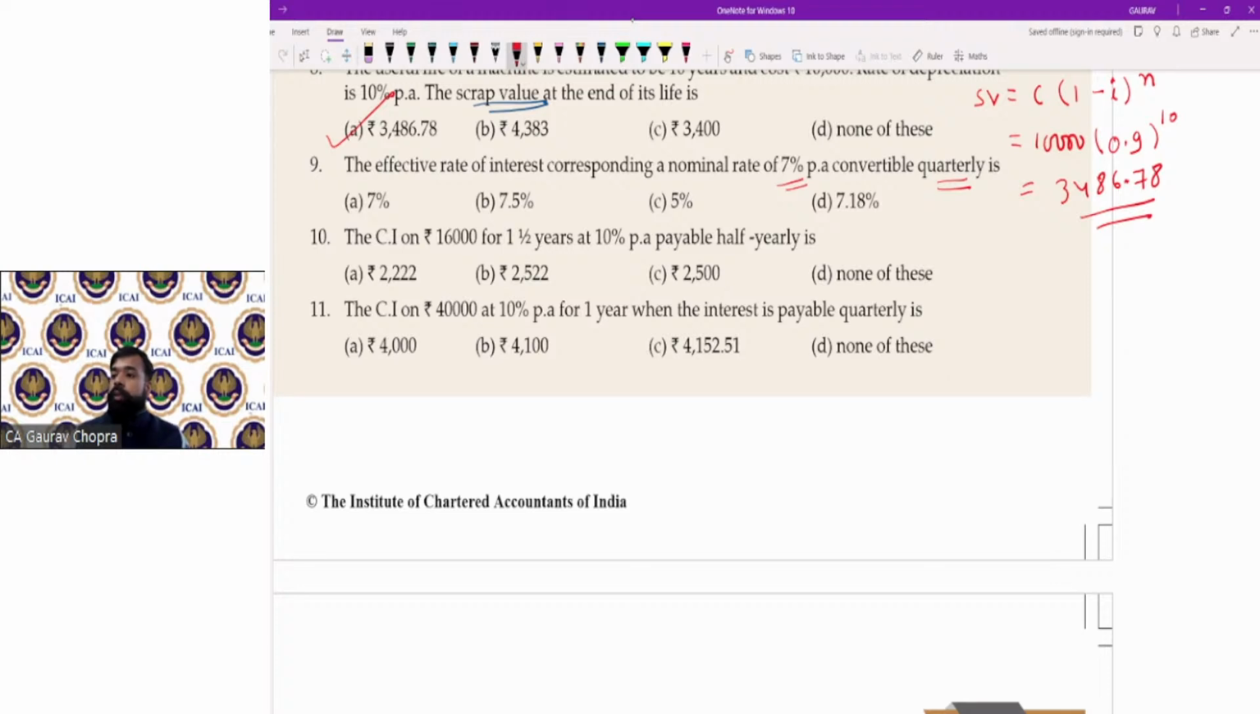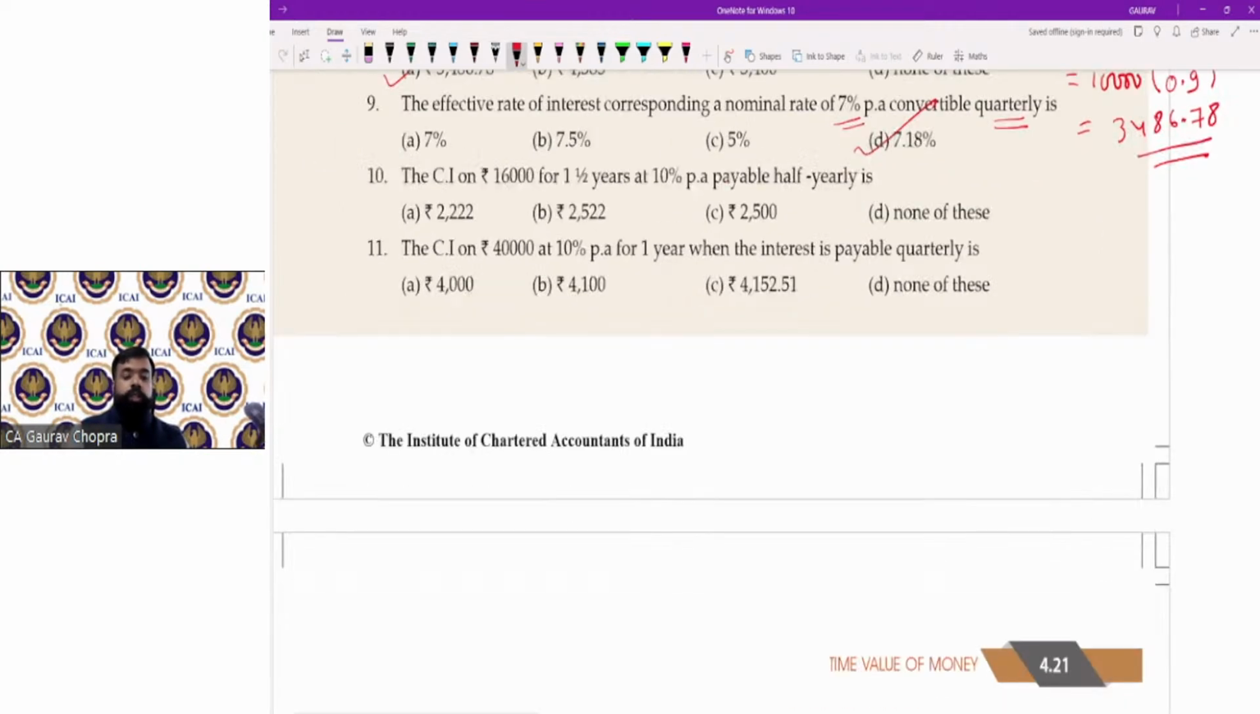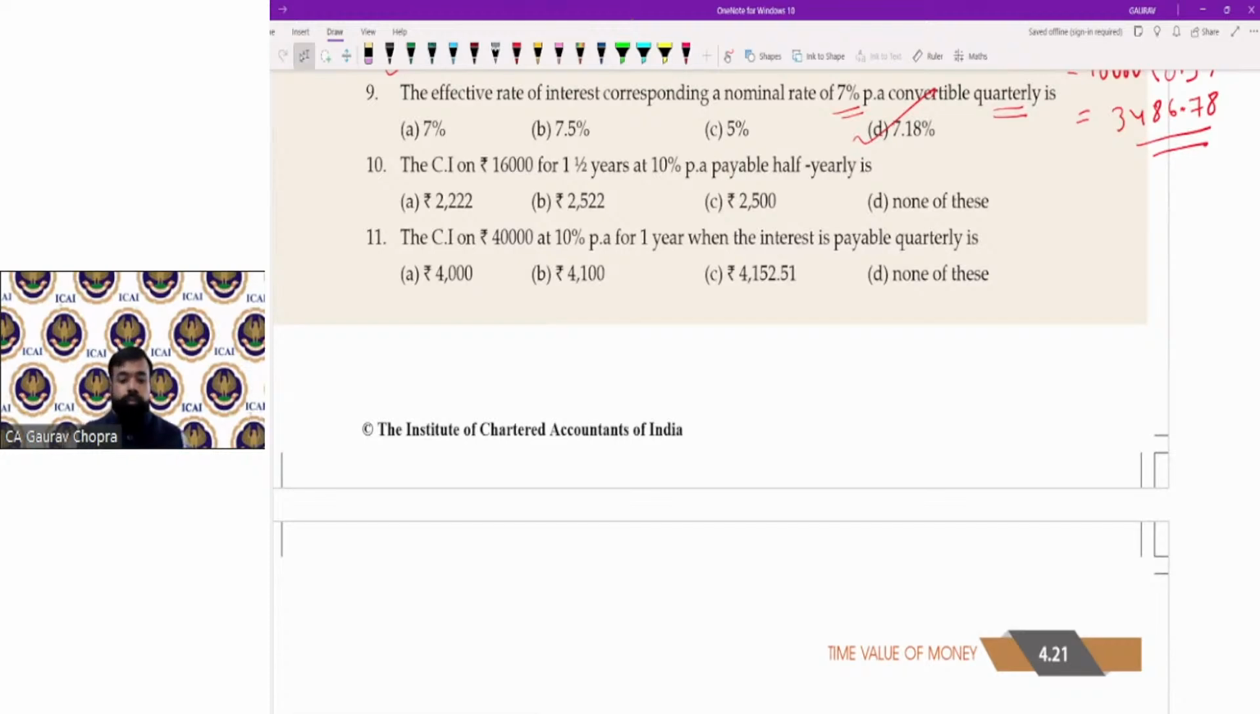So Prakriti Goel has given answer 7.18%, option number D. Yes, D is correct. Ruhani has given D. Om, Yamini, Kushal, Komalpreet, Priyanshu, everyone has given option number D. Correct. So this was 9th question.